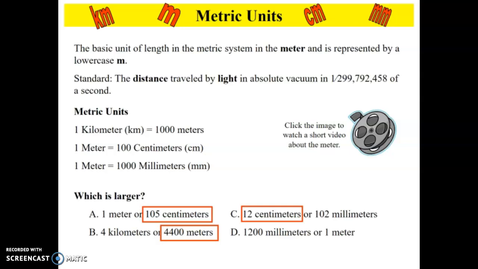12 centimeters is larger than 102 millimeters because 12 centimeters would be 120 millimeters. And the last one, 1,200 millimeters is bigger than 1 meter because 1 meter is 1,000 millimeters. So hopefully you guys did well on that.